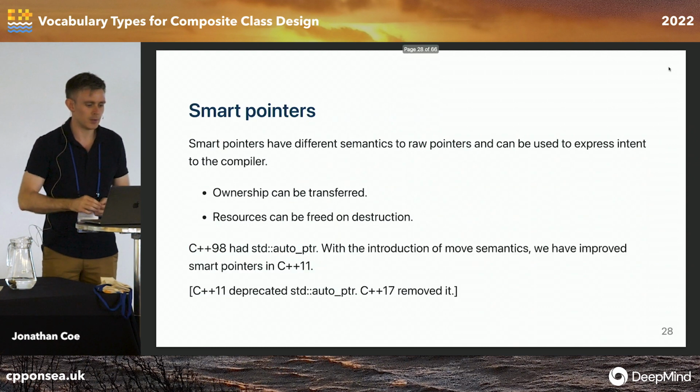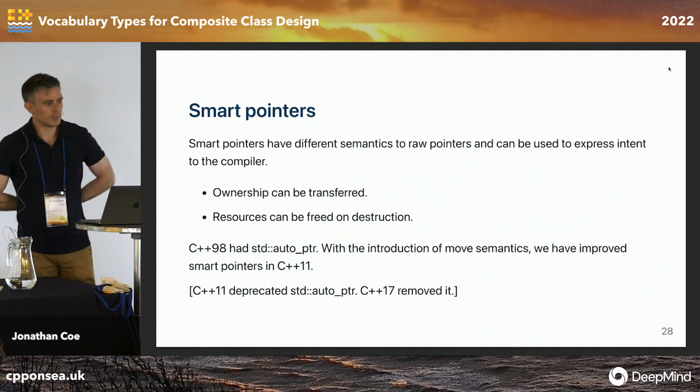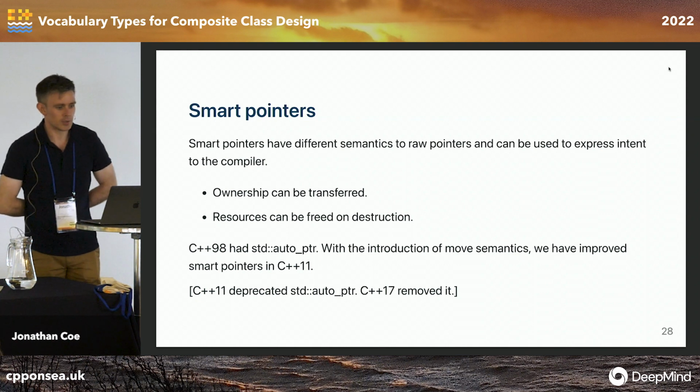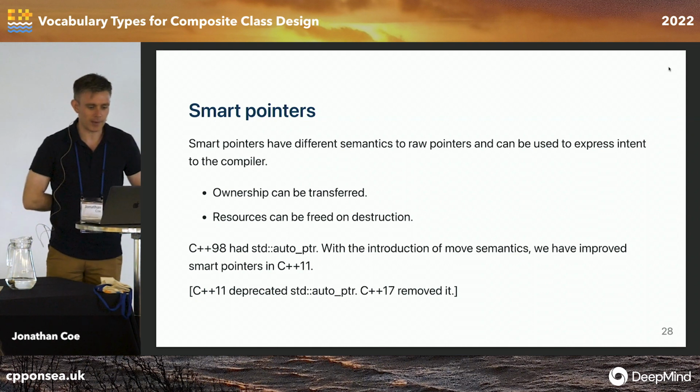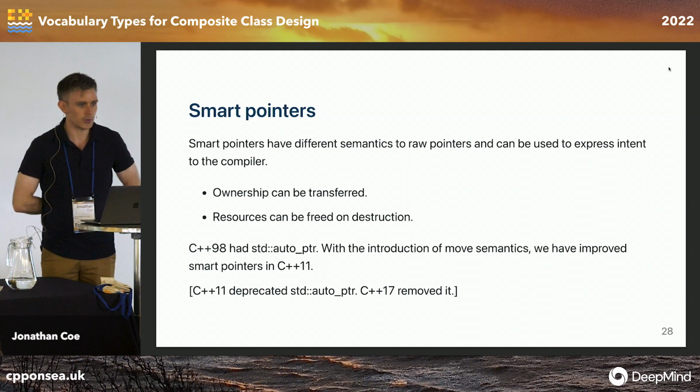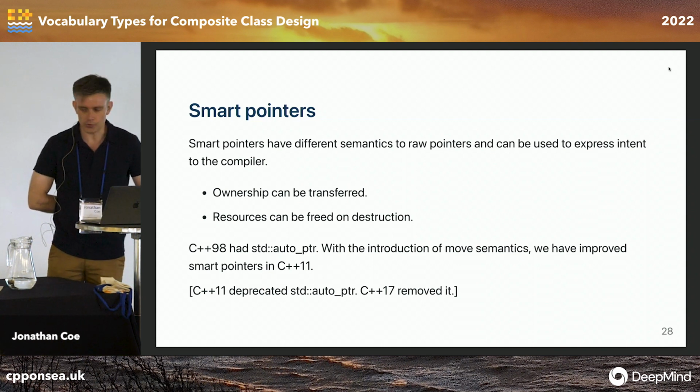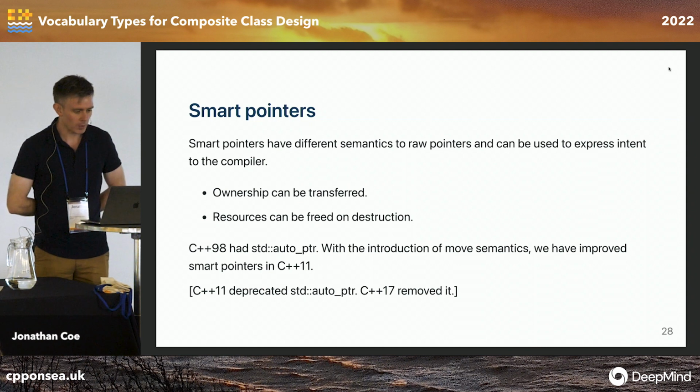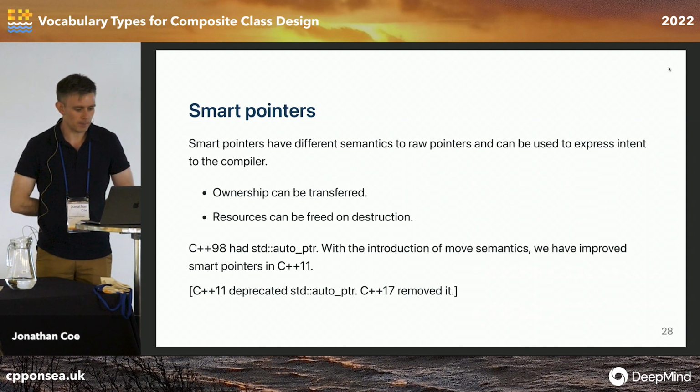Let's see what's available. So we've got smart pointers from the standard library. This looks good. Looks hopeful. So smart pointers have got different semantics to raw pointers, and they can be used to express a little bit more of our intent to the compiler. So we can use smart pointers to transfer ownership, express ownership, and free resources on destruction. So C++98 had std::auto_ptr, and with the introduction of move semantics, we've improved somewhat upon that, and have some nicer smart pointers in C++11.